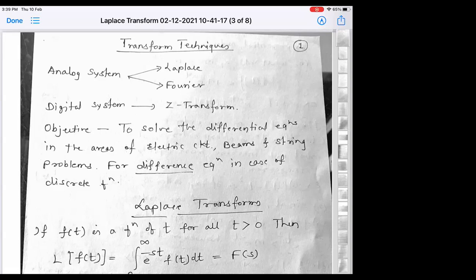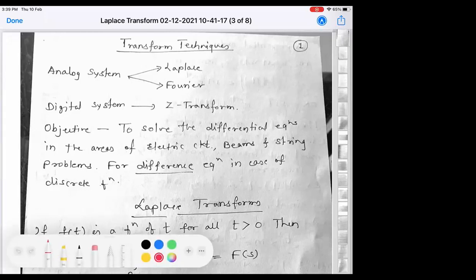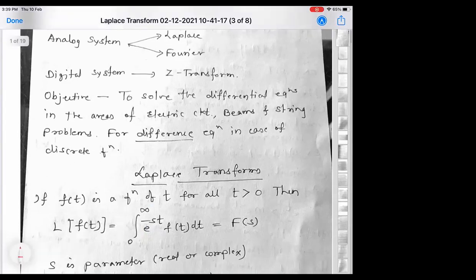Of course, I'm not expecting that you will remember everything, and a lot of formulae are there, because every transformation is nothing but formula based. So whatever formulae we have, accordingly we will get the output of the system. Our main purpose of learning these transforms, as I told you in the initial lecture, is to solve differential equations in the areas of electrical circuits, beams and string problems, because depending upon your branch, you know how to use the transformation.